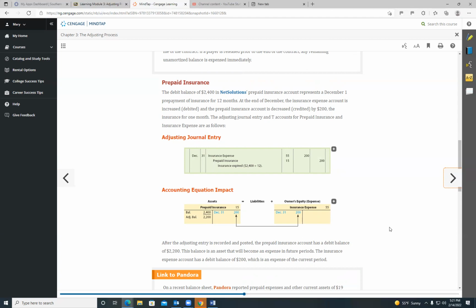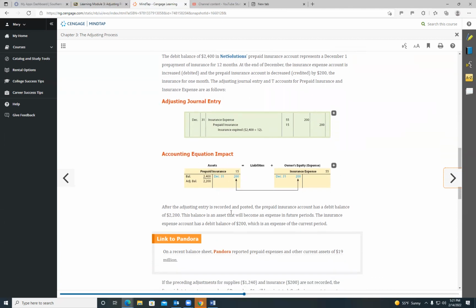So we paid $2,400 for 12 months. So $2,400 divided by 12 roughly equals $200 a month. That's how much we're going to do our adjusting entry for at the end of December. If you see here, we did a credit to our prepaid expense because we're reducing it, and we did a debit to our insurance expense because we are now expensing it out to our insurance expense account. Let's look at the T accounts and how they have been affected.